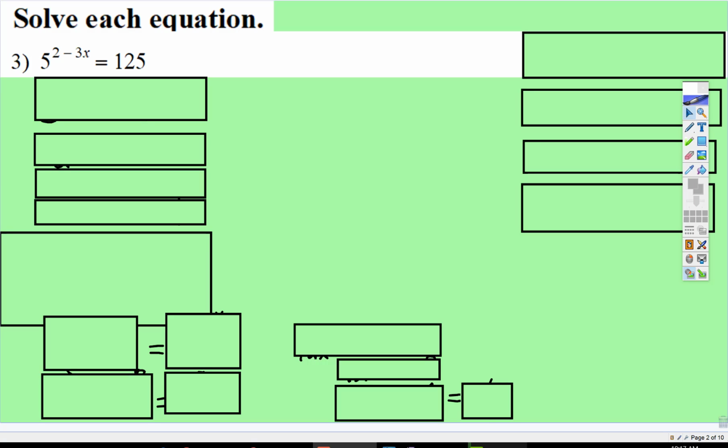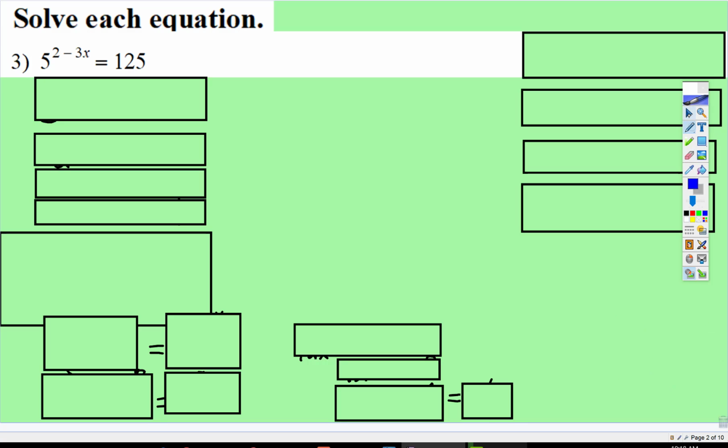Okay, when you're solving exponential or logarithmic equations, the whole idea is once you get the base numbers to be identical, then you set the exponents equal to each other and solve like you would a basic simple equation.